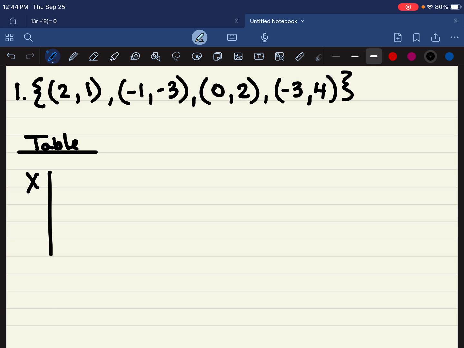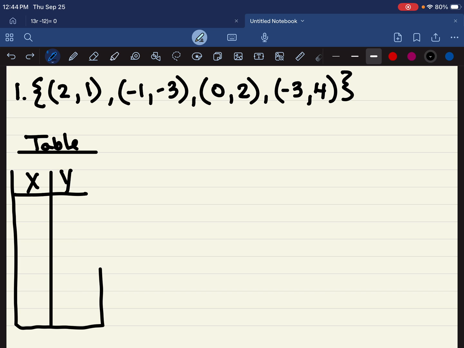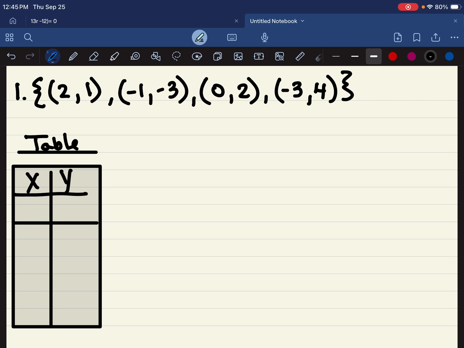When we make a table, we basically just make an X column on the left and a Y column on the right. And then you just need enough blanks. It doesn't have to be perfect, you guys. Most of the time, you'll see it look like this. They'll put a box around it, and then they'll just draw lines so you have spaces to write your answer.